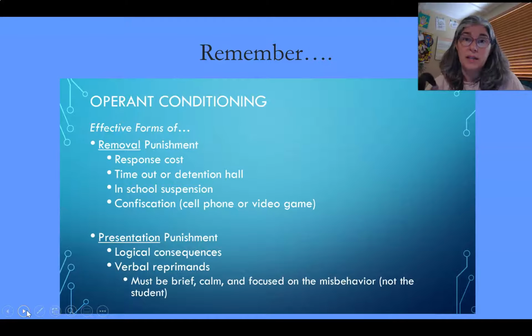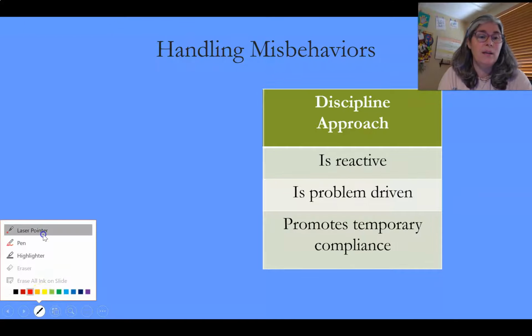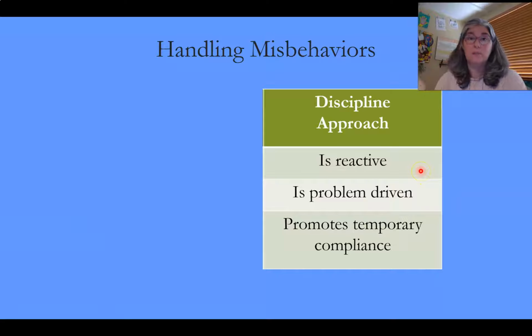Now, I'd like to point out that we have already covered a little bit of this if you think back to operant conditioning, and we talked about rewards and punishments. Rewards and punishments is one way of handling misbehaviors. We call this the discipline approach. The discipline approach to handling misbehaviors is what we call reactive. What that means is you wait until the misbehavior occurs and then you react to it by applying a consequence, right? Misbehavior, consequence. It's problem driven.